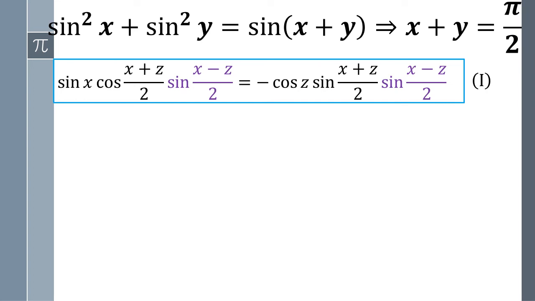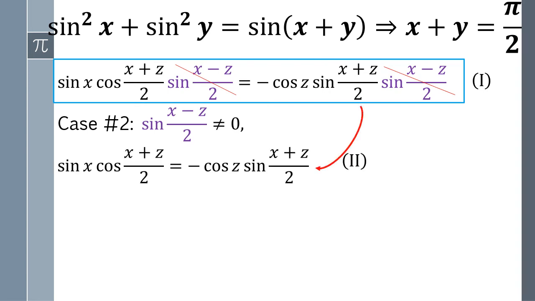Now let's consider another scenario. This common term is not equal to 0. And in this scenario, it can be cancelled from both sides. Then the equation becomes sin x times cosine((x plus z) over 2) equals minus cosine z times sin((x plus z) over 2). I notice there's a negative sign here, which seems strange.